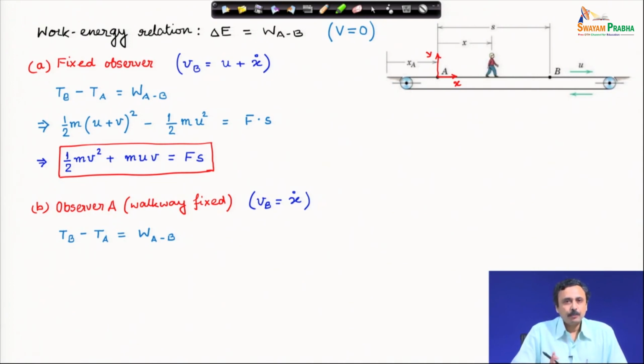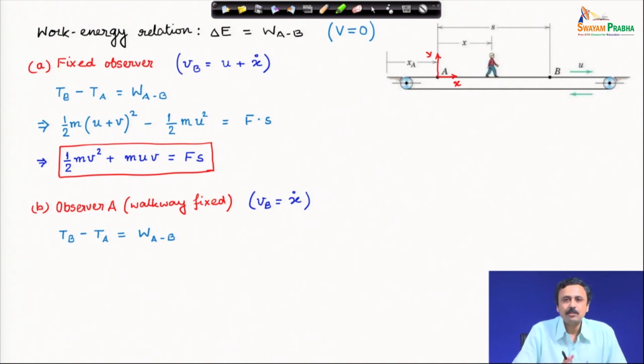By the way, both these frames, the ground fixed and the walkway fixed frames, are inertial frames. One is fixed with respect to distant stars, the other is moving at a constant velocity with respect to this fixed frame. Therefore, both are inertial frames. Now, again I can write the work energy relation as written by this observer A.